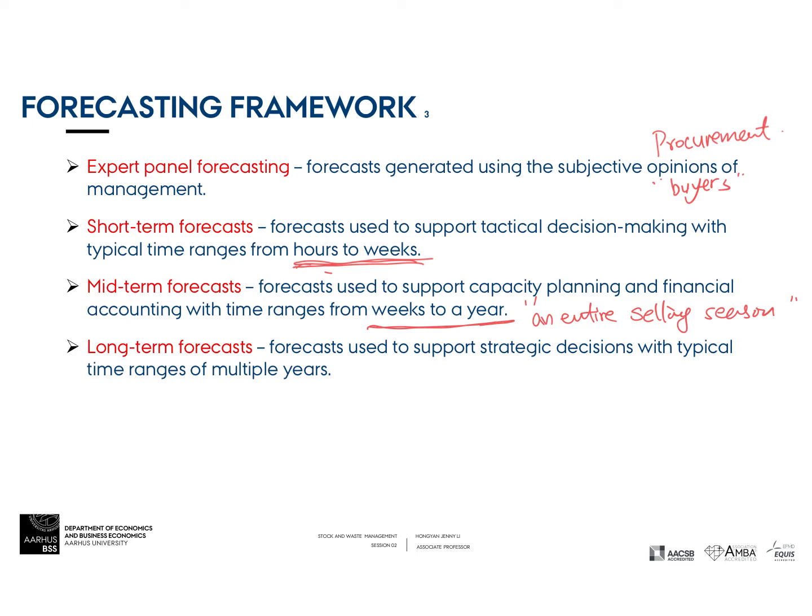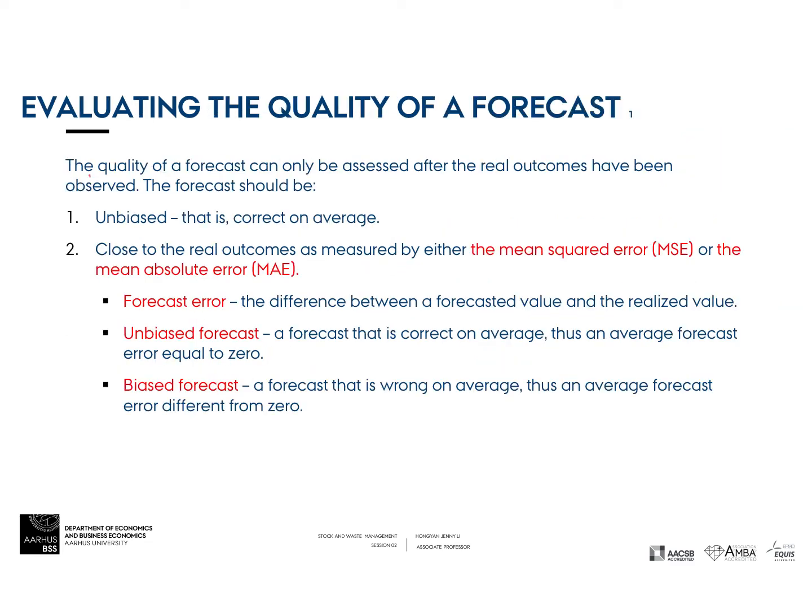And also there are long-term forecasts used to support strategic decisions, with a typical range of multiple years. So that's actually normally subjective. It's just looking forward 3 years at what the market will look like, and whether you will invest more in one specific product, or plan to change your focus from the current market, and so on. So these are strategic decisions. After we talk about the forecasting framework, then we can talk about how to do a forecast.